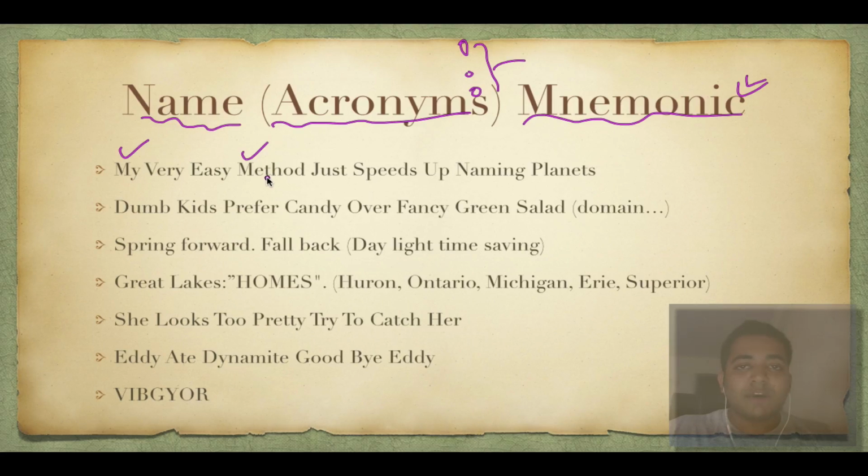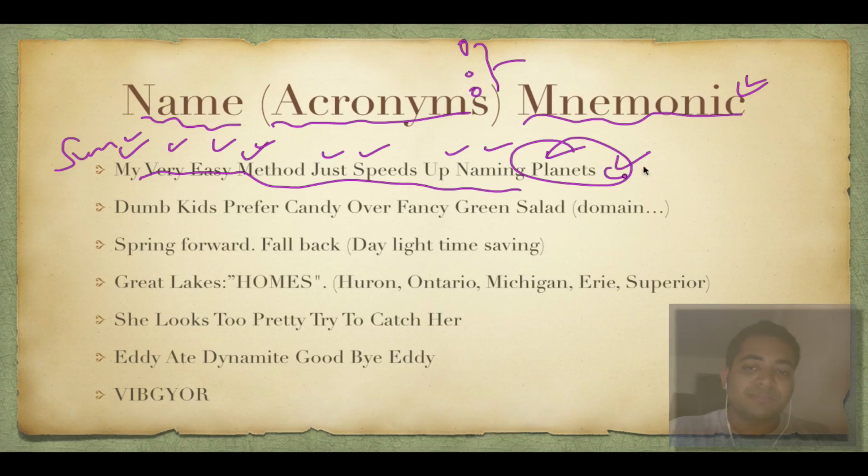This is a mnemonic: my very easy method just speeds up naming planets. So obviously we are naming planets, from the Sun on this side to Pluto on this side. So we have Mercury, Venus, Earth, Mars, Jupiter, Saturn, Uranus, Neptune and Pluto. These are the 8 planets plus one trans-Neptunian object.